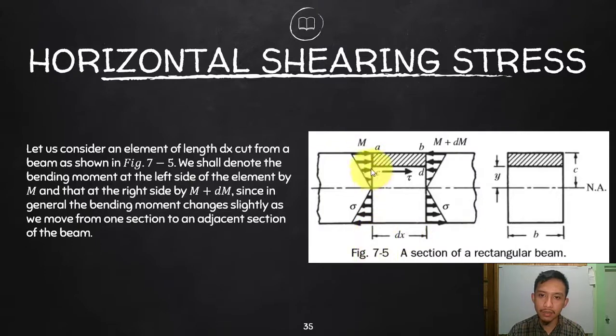So at this section you have a moment, and then moving a little bit you will have a change in the moment. That could be positive or negative. It depends on the type of loading. So what does that mean? Due to the distance dx, there will be a small differential moment, a change in moment. So again, that is what happened in this movement of the cross section.